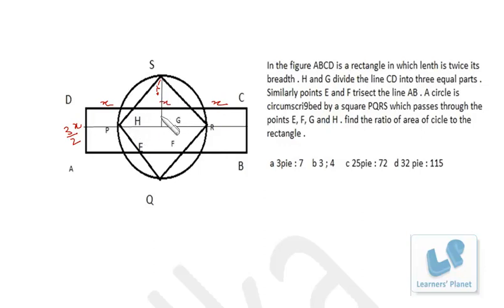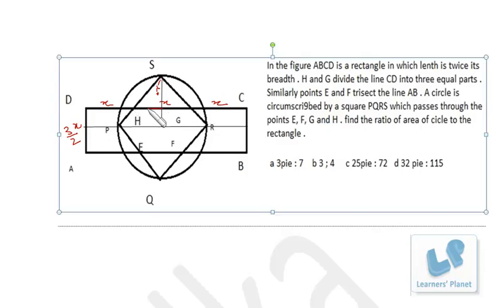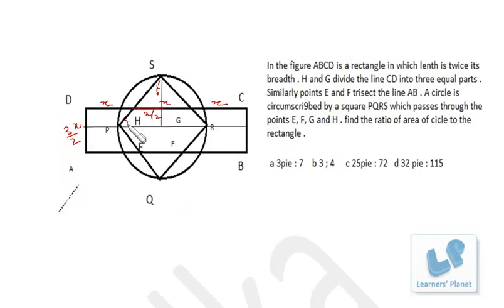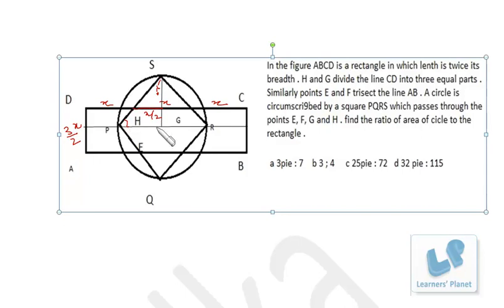Apart from that, this figure is symmetric. So from this point H to G, the length is X. That means this length must be X by 2. Now this angle is 45 degrees and this triangle is similar to this triangle. That means this angle must also be 45 degrees. If it is 45 degrees, this has to be 90 degrees. If it is 45 degrees, this will also be 45 degrees. That means if it is X by 2, this length will also be X by 2, right?